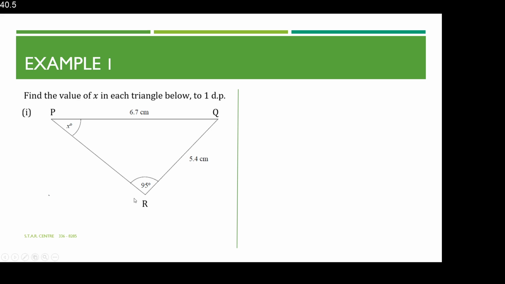We cannot use Q because we don't have the information relevant for Q. So we will use P over sine P equal R over sine R. And just a reminder that the common letters represent the lengths of the sides and the capital letters represent the angles. So P would be the side P, which is 5.4.